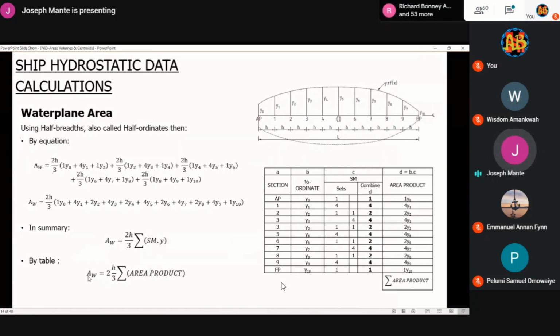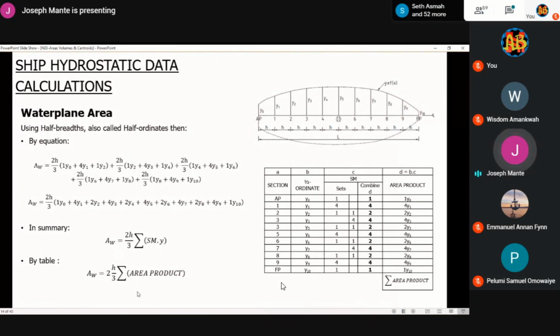So by table, you have the water plane area is equal to 2h over 3, where the 2h is the interval, the h from AP to 1. What is its interval? From 1 to 2, what is its interval? So you have it. Then we have the area product. When you sum all these things together, you will have the area product. So that becomes the water plane area. By using Simpson's rule, the water plane area is equal to 2h over 3 into brackets, the area product.